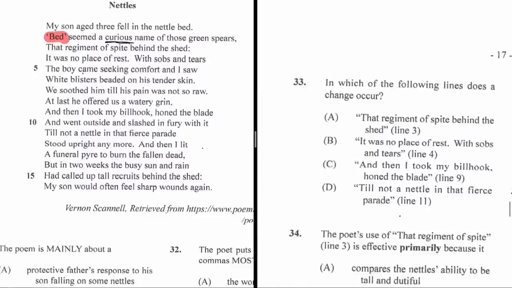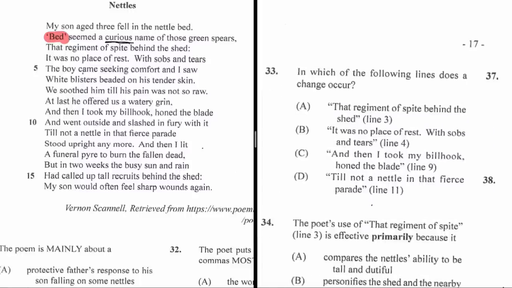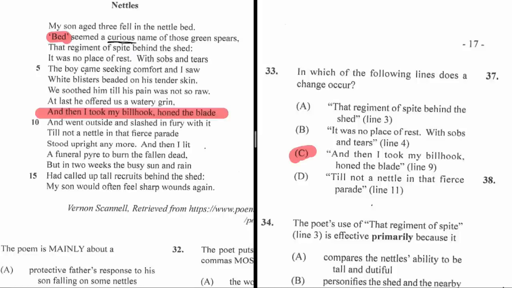Moving on to 33. In which of the following lines does a change occur? Answer C. And then I took my billhook, honed the blade. Line 9. Now let's look at lines 3, 4, 9, and 11.